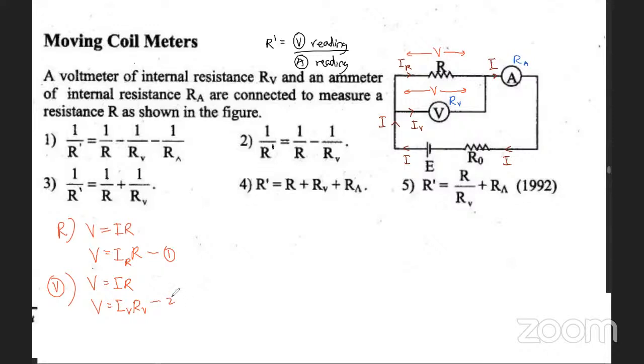Second one. And we know current IR plus IV is going to be equal to I, that's the current through the ammeter, total current. So from this we can write IR is equal to V over R, correct? IR is equal to V over R plus what is IV? IV is equal to V over RV, equal to I. Understood? I hope you guys have got it now.